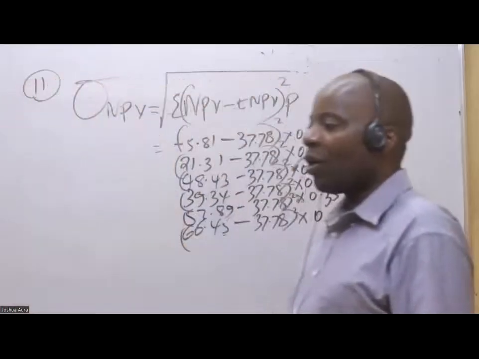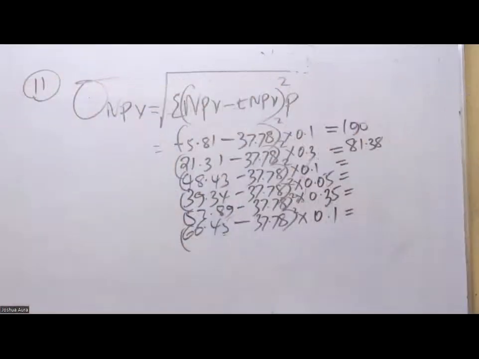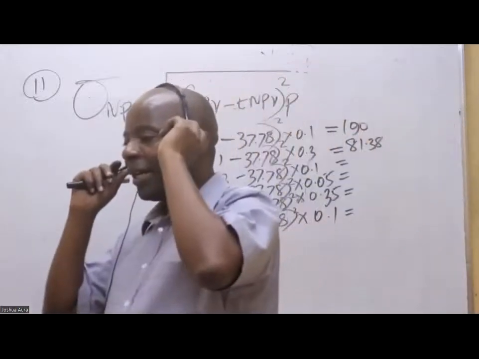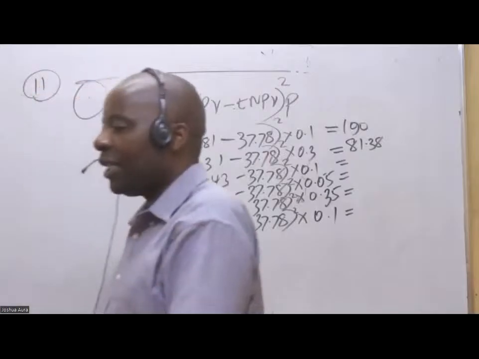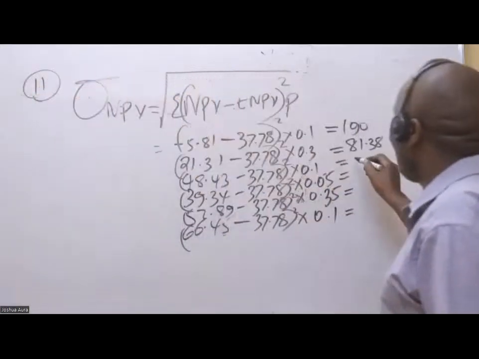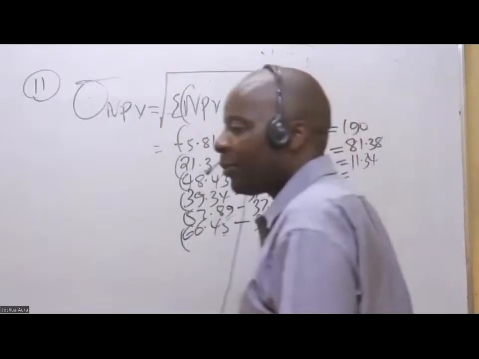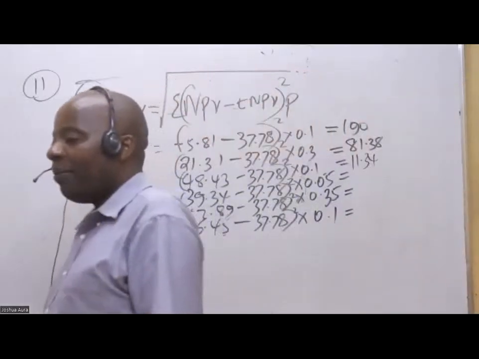Third one now, what do we have there? The third one, according to the V, it's 11.34. How about the fourth one?